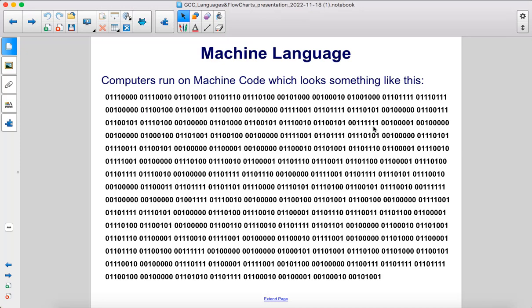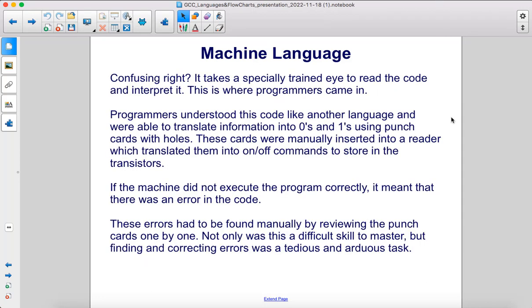Computers run on machine code, which looks something like this. Confusing, right? It takes a specially trained eye to read the code and interpret it. This is where programmers came in.